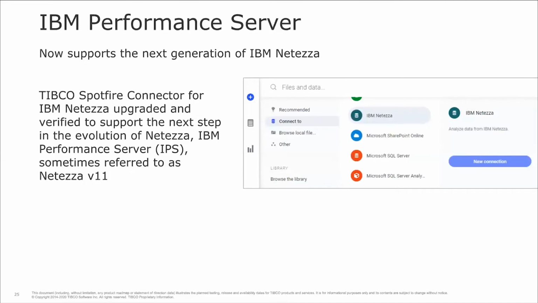IBM Performance Server used to be known as Netezza, and according to IBM, many of their customers refer to it as Netezza still. But the official name is IBM Performance Server, and we have reviewed data types and functions. We have decided to keep referring to the connector as Netezza because that's the name end users are looking for. But we have made sure we support IBM Performance Server, which is also referred to as Netezza 11 in some cases.